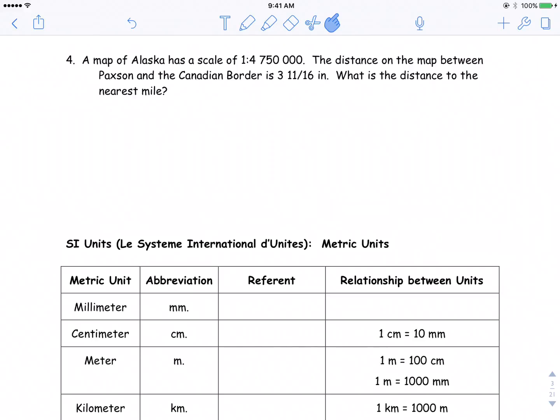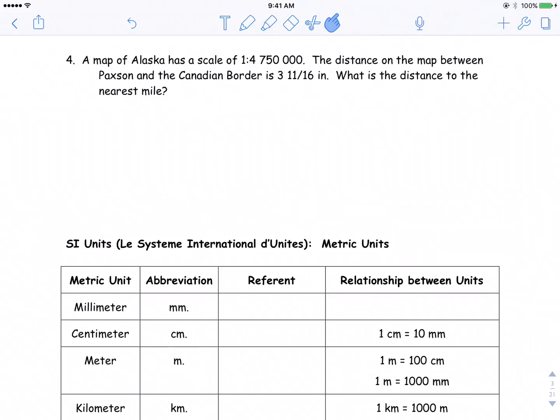Here we go, example number 4. It says a map of Alaska has a scale of 1 to 4,750,000. The distance on a map between Paxton and the Canadian border is 3 and 11/16 inches. What's the distance to the nearest mile?